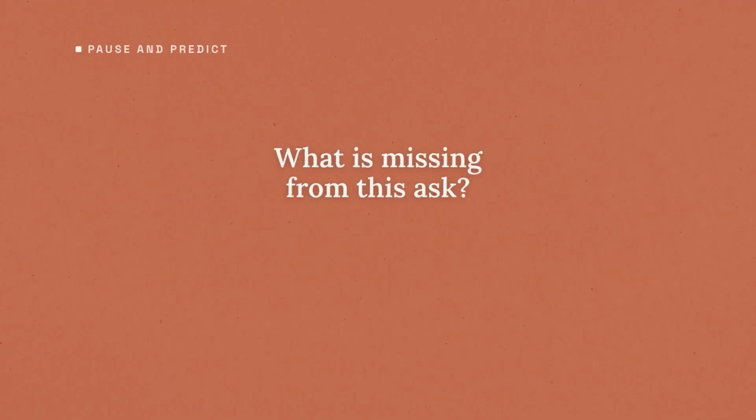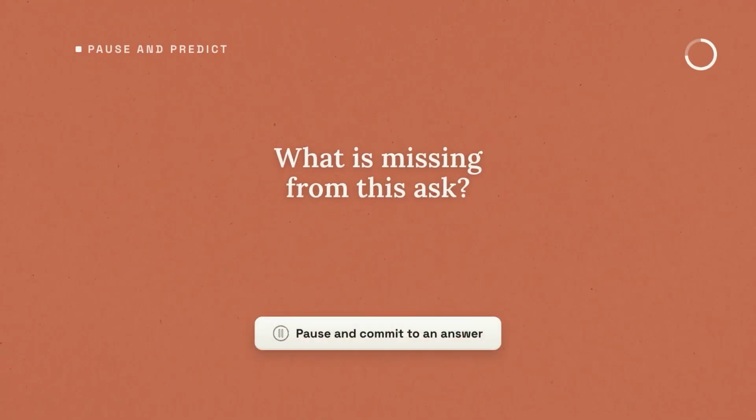Before I fix it, look at my prompt and tell me what's missing. Pause and name at least 2 things. Here's my list. It never says what I need this for, who will read it, or what shape would make it usable. Claude had to guess all 3. It guessed generic.